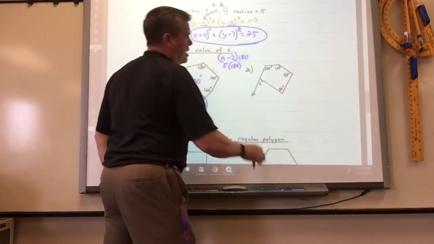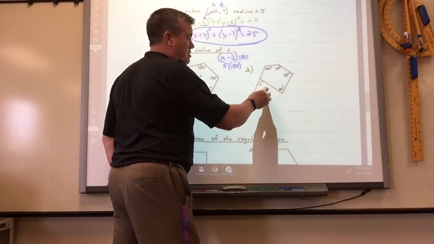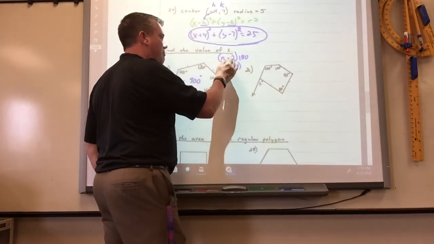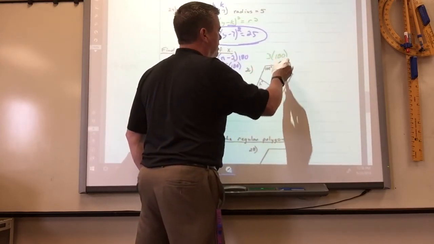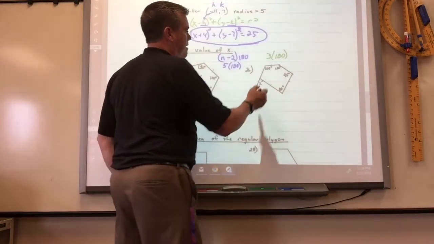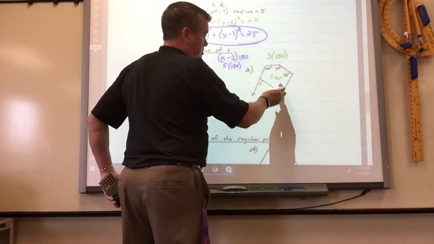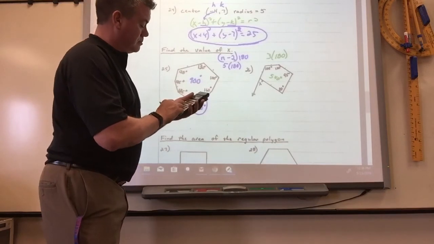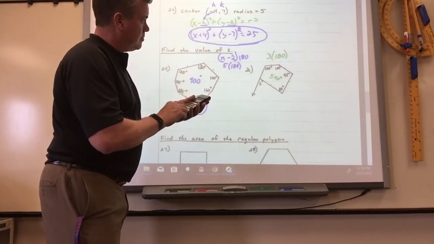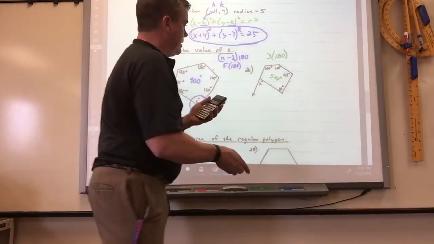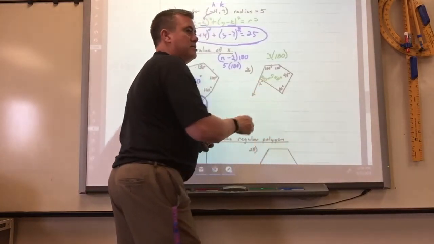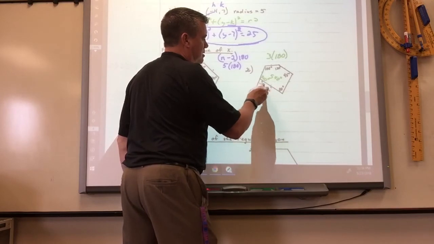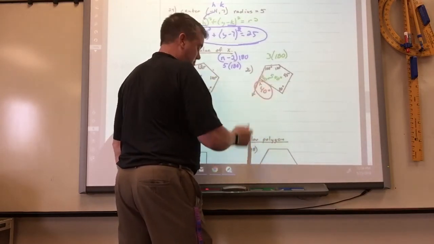So here we got to do the same thing. We got to figure out what this angle is and then subtract it off of 180 to find that angle. So this has 1, 2, 3, 4, 5 sides. So 5 minus 2 is 3 times 180 is 540. So subtract those off. So that makes this 140 degrees. So the angle right next to it would have to be 40 degrees. Because together they make a straight line. They got to add up to 180.